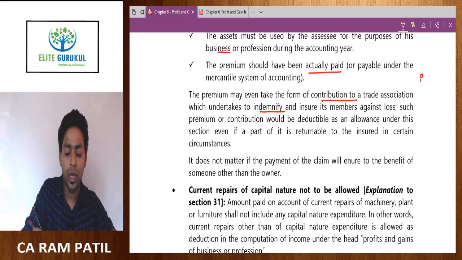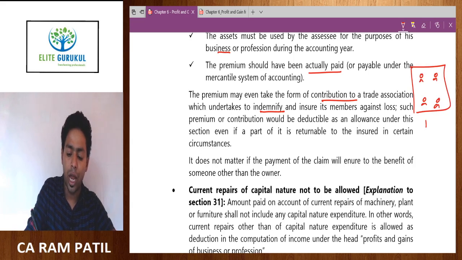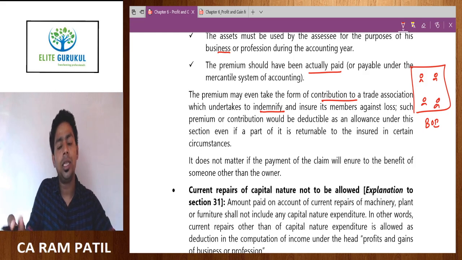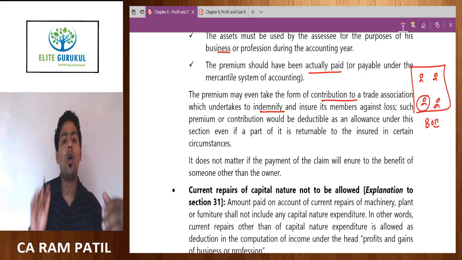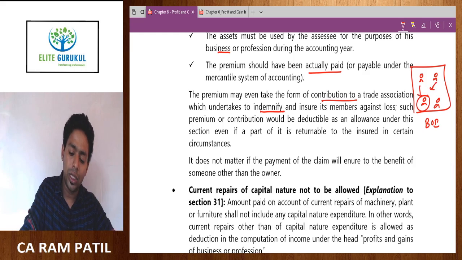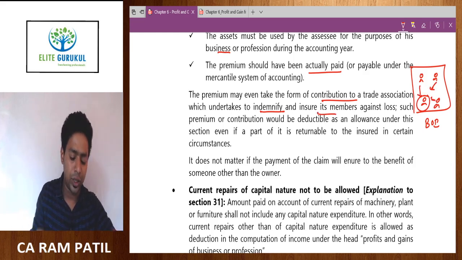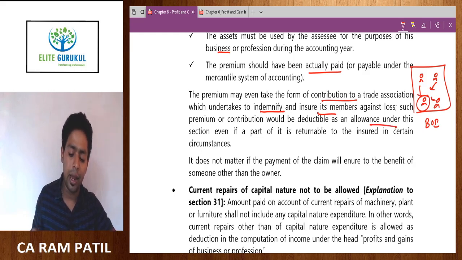So sometimes what happens, if you are a garment manufacturer and I am also a garment manufacturer, we 4 garment manufacturers can form our body of individuals, which is the trade union, and that body undertakes that let's contribute 10,000 every year by each member, and in case of some mishap in a particular factory, we all will contribute to that particular assessee. So this is also a kind of indirect form of insurance. So that will again be covered under this section, to insure its members against loss. Such premium or contribution would be deductible as an allowance under this section, even if a part of it is returnable to the insured in certain circumstances.